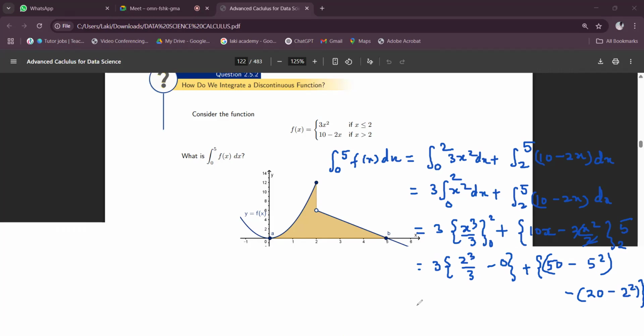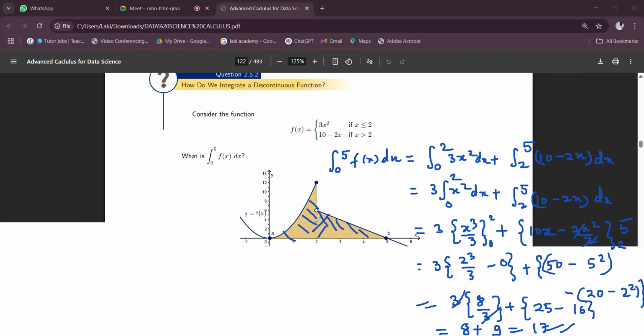Now calculate this. 2 raised to 3 is 8. 50 minus 25, and 20 minus 4. The 3s cancel. 8 plus 8 plus 9 is 17. So you will get 17 as the area, 17 square unit.